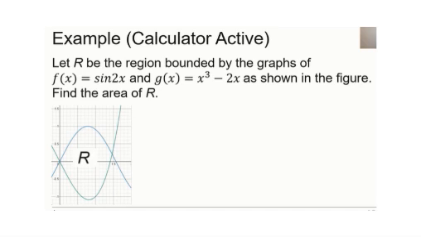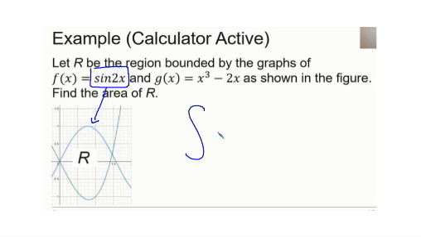This next problem is more of a calculator type problem. Let R be the region bounded by the graphs of sine of 2x and x cubed minus 2x as shown in the figure. Find the area of R. Okay. So once again, what is our upper function? Well, we know what sine of 2x looks like. That's this upper function. All right.